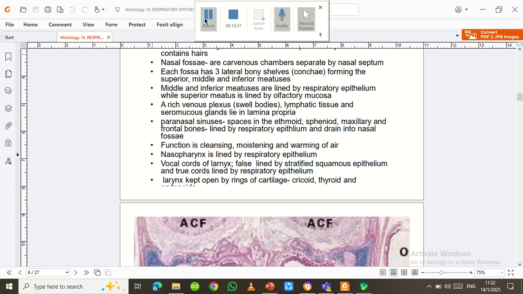Why? Because the epithelia has to be protective to prevent the abrasion forces of the air when these vocal cords are vibrating, right? So the true vocal cords are lined by stratified non-keratinized squamous epithelia, while the false vocal cords are lined by respiratory epithelia. You understand?